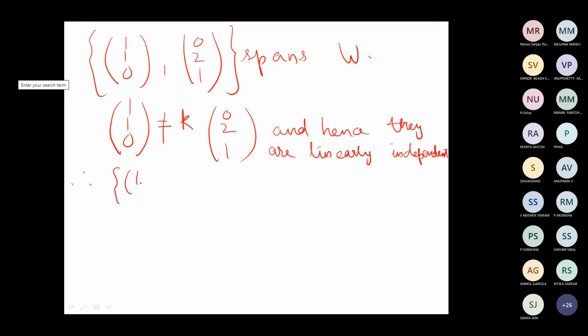Therefore, this set forms a basis for W.